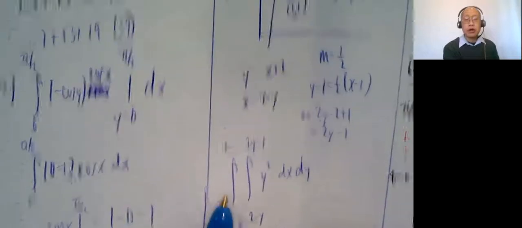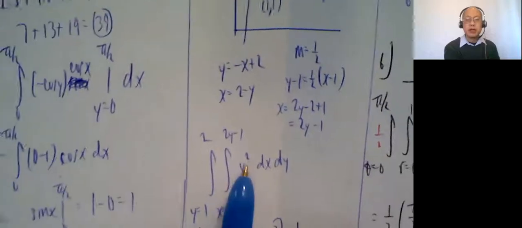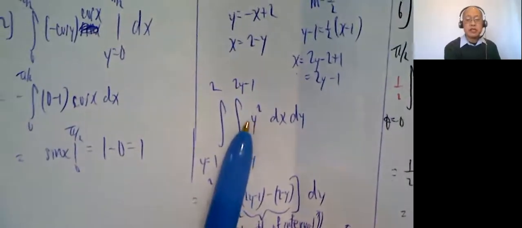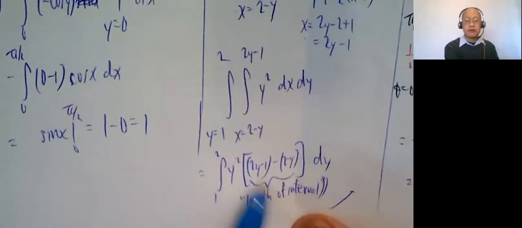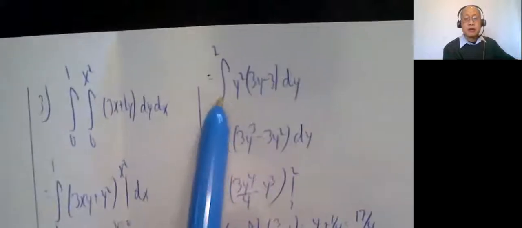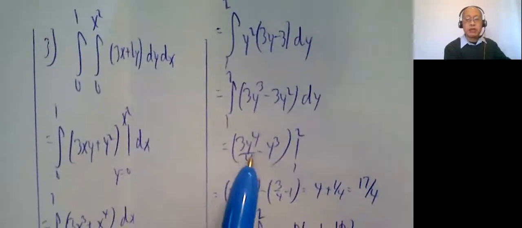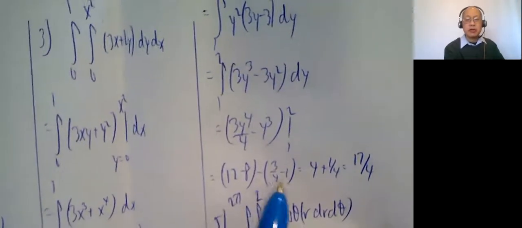All right, so the integral as y goes from 1 to 2, x goes from 2 minus y, lower, to 2y minus 1, upper, of y squared dx dy. y squared is a constant as far as x is concerned, so the integral is just the length of the interval. So it's y squared times 2y minus 1 minus 2 minus y, length of the interval. This comes out to be 3y minus 3. Okay, so distribute: 3y cubed minus 3y squared. Integral is 3y to the 4th over 4 minus y cubed from 1 to 2. Plug in 2, you get 12 minus 8. Plug in 1, 3/4 minus 1. 4 and 1/4, or 17 over 4.